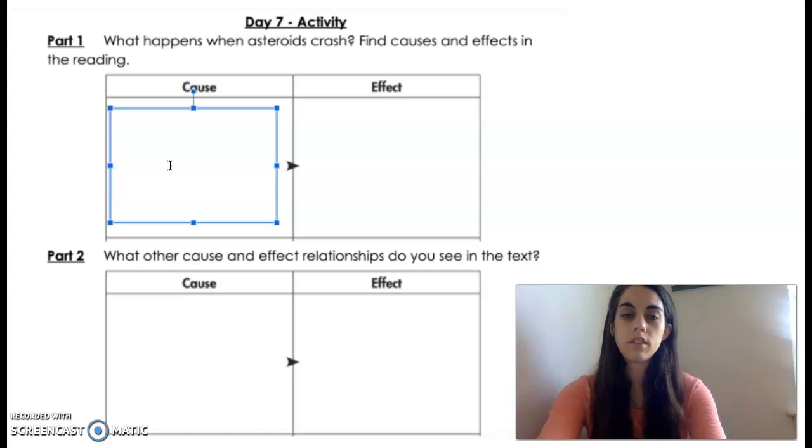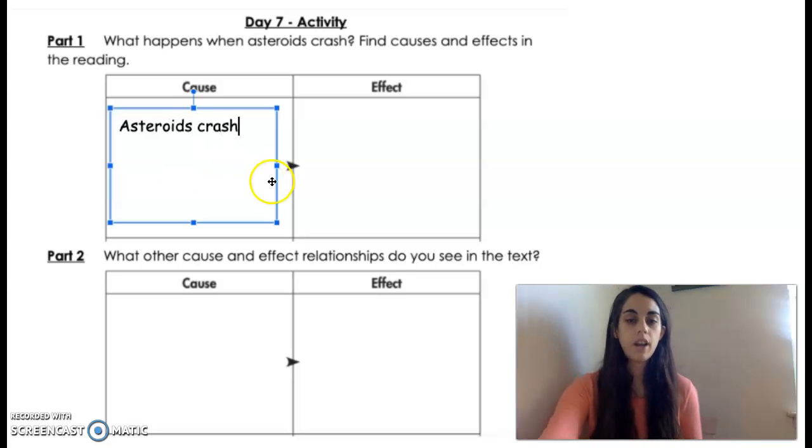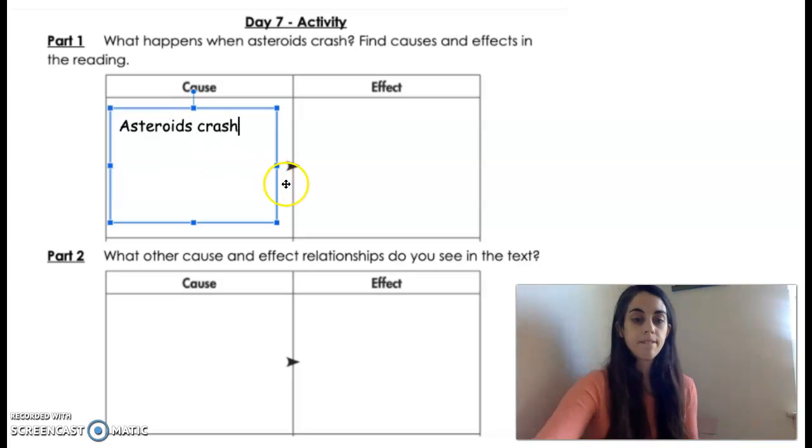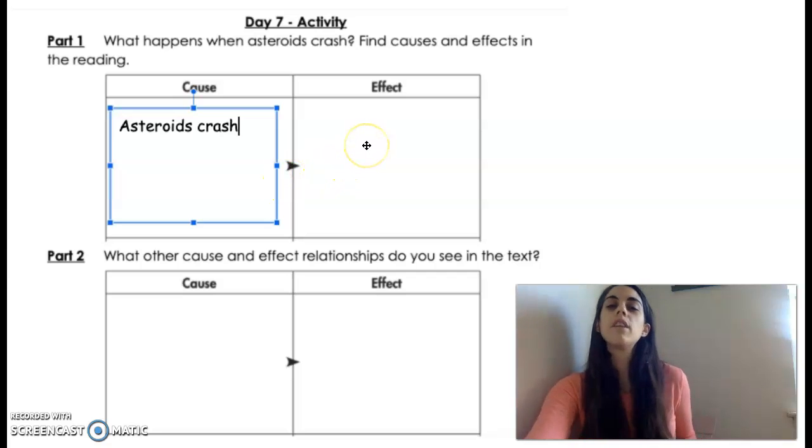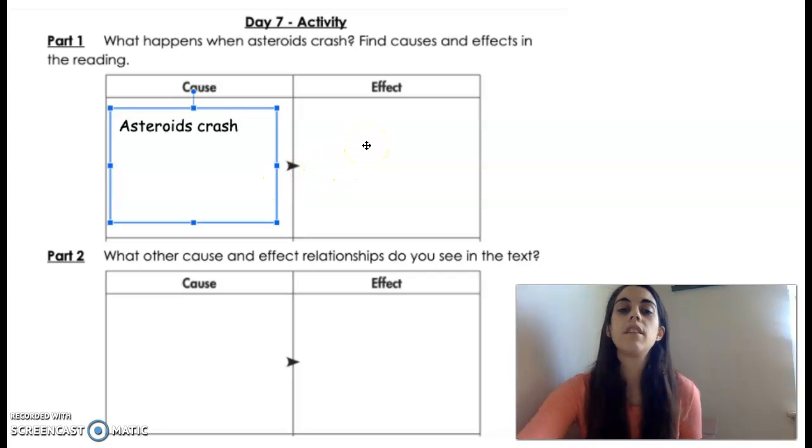What's the cause? Asteroids crash. Go ahead and write it on your paper. Now please pause the video and write the effect in the sentence.